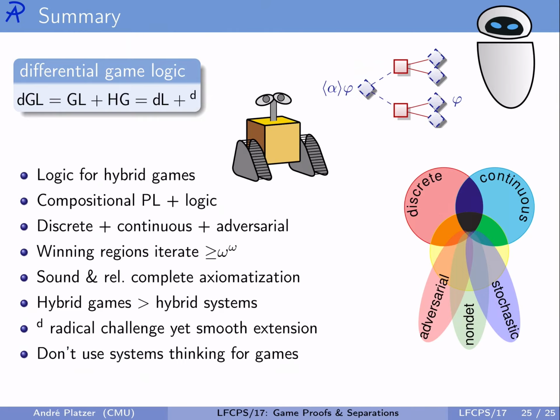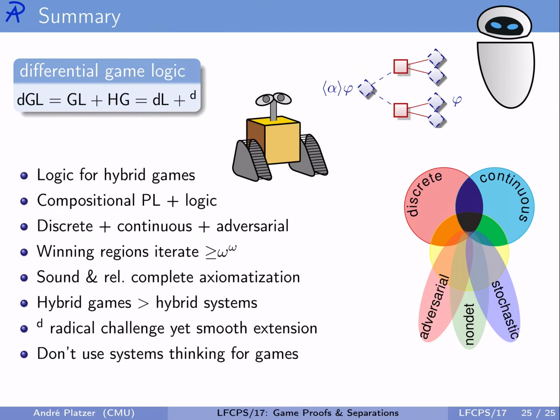Let's summarize what we've seen in this chapter. Differential game logic, which is the logic of hybrid games, is a compositional programming language and logic, which in very free ways mixes discrete, continuous, and adversarial dynamics together in a truly multi-dynamical systems way. Granted, the semantics and axiomatics were rather challenging. For example, remember how the winning region's iterations were bigger than omega to the power omega in some hybrid games, so bigger than sort of infinity to the power infinity, which sounds pretty scary, but we nevertheless found a sound and relatively complete axiomatization for differential game logic, so it's surprisingly tame, even though we've seen that hybrid games are strictly more expressive and also strictly more fun than hybrid systems.